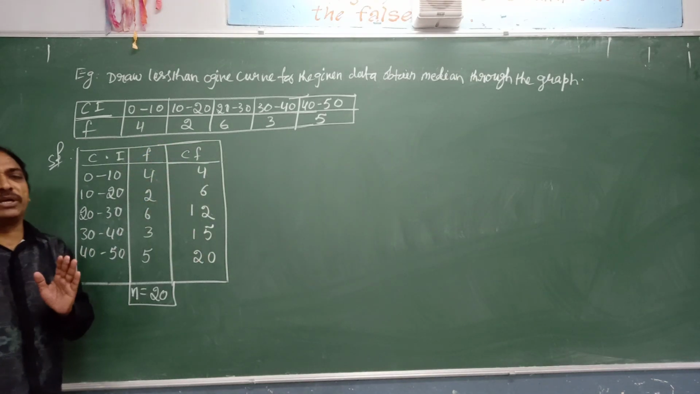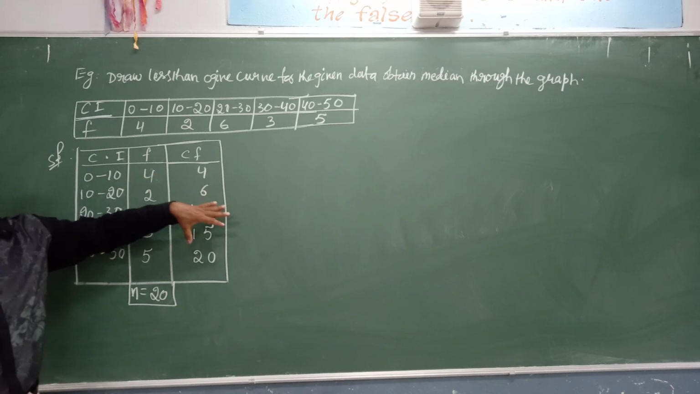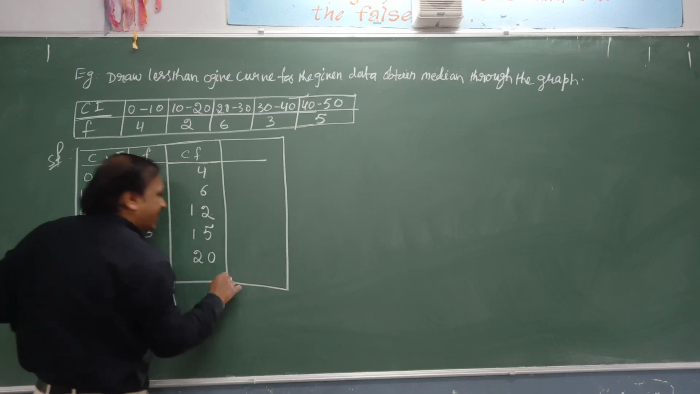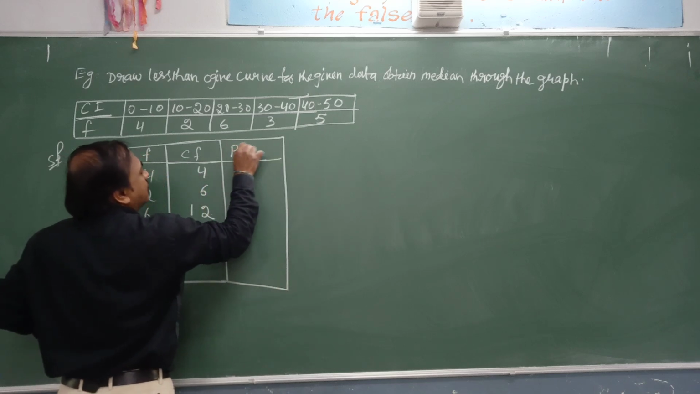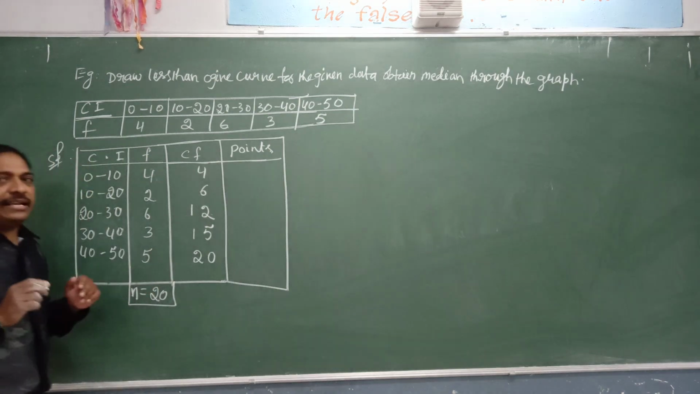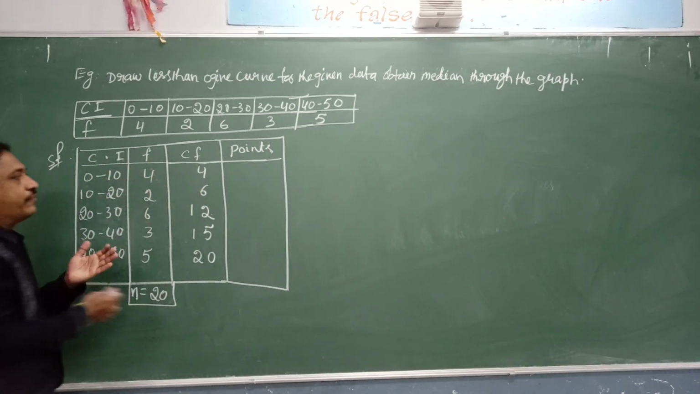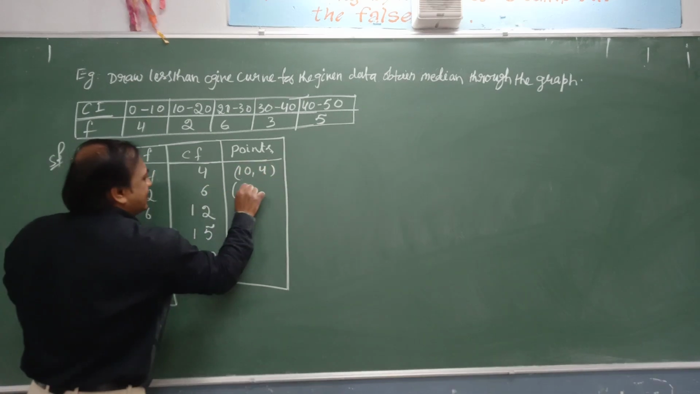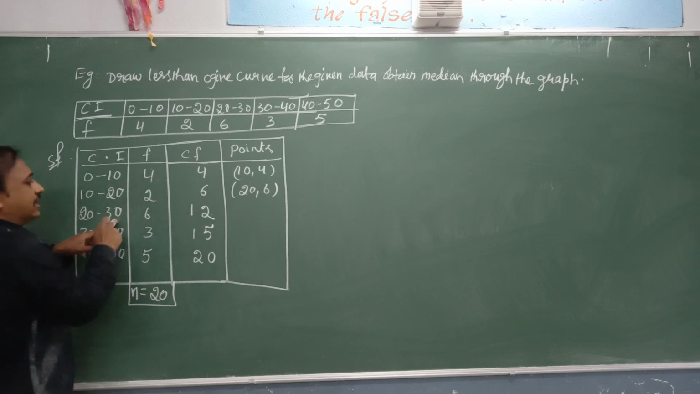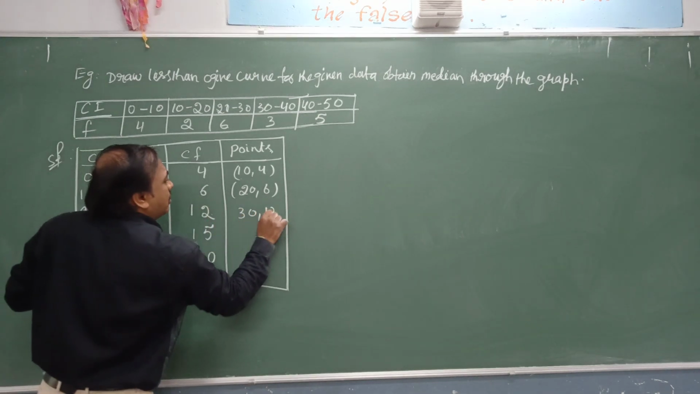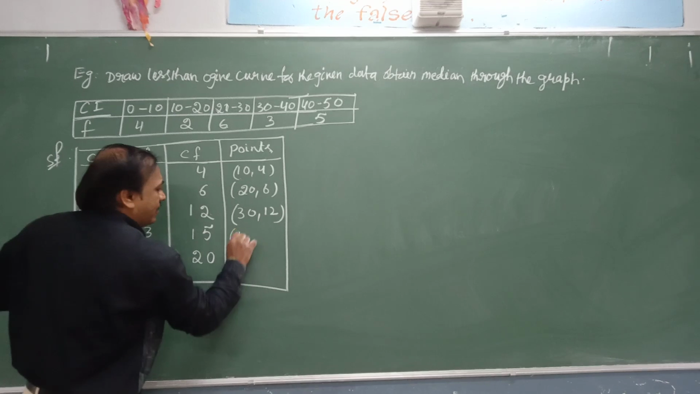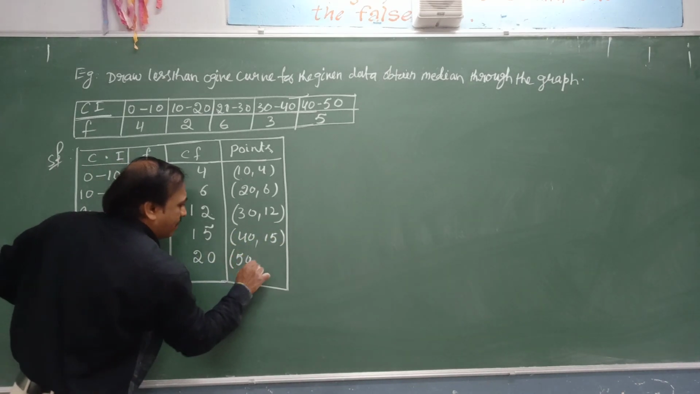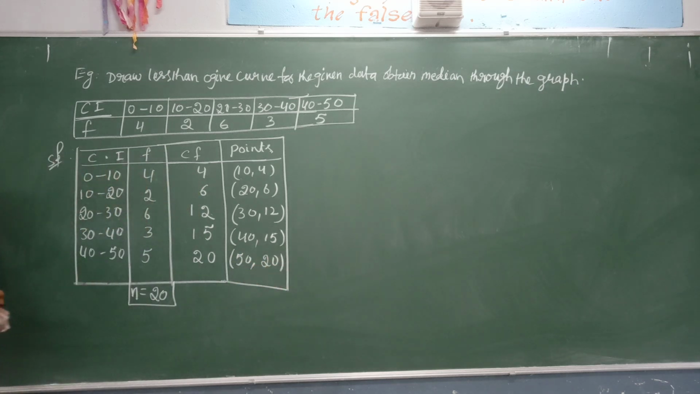Now the very important thing is which points we are going to plot on the graph. So here you can mention the points to be plotted. Which points are we taking? 10, 4, the cumulative frequencies. 10, 4, or 20, 6. Next 30, 12. Next 40, 15. Next 50, 20. So these are the points to be plotted.